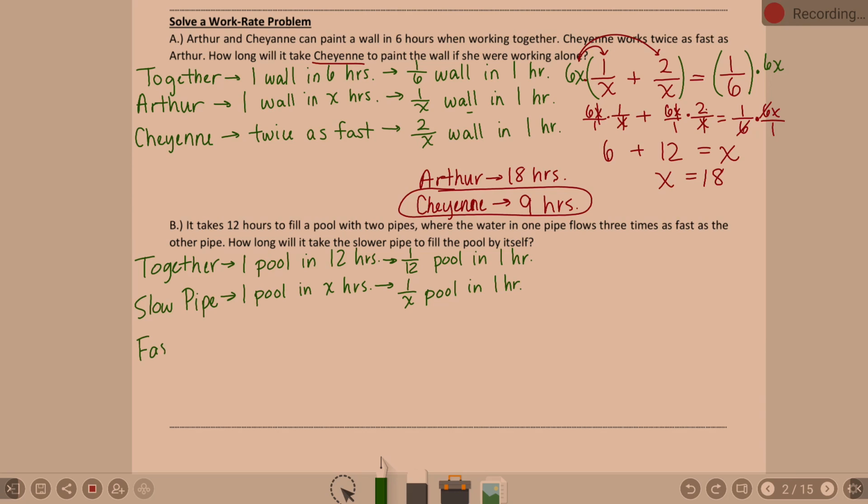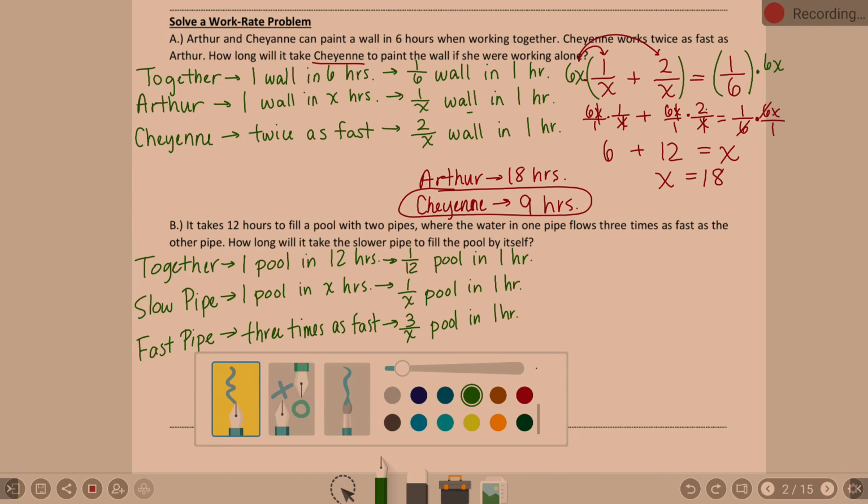Then we have the faster pipe. What do we know about the fast pipe? It's 3 times as fast. So if the slow pipe is 1 over X, and the fast pipe is 3 times as fast, then that's going to be 3 over X. So it can fill 3 over X of a pool in 1 hour. Instead of writing 3 times as fast, can we just write 1/3 X hours?